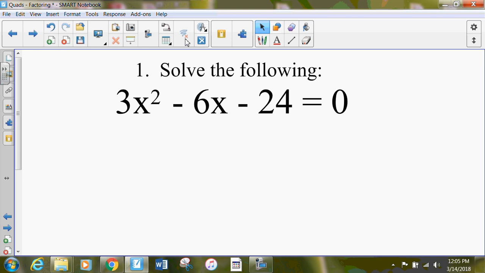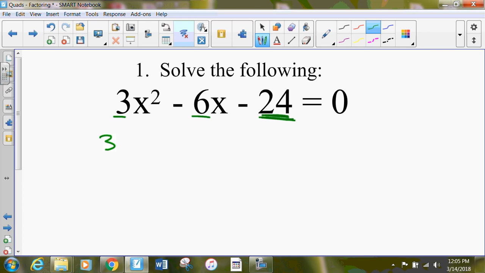Good idea. Why don't we just go ahead and do what we did in the beginning of this unit, where we started factoring by factoring out the GCF, right? The greatest common factor. So what's the biggest number that goes into 3, 6, and 24? That's right, 3. Can we factor anything else out? Nope, we can't, because this last term doesn't have an x in it, so we cannot factor out an x.